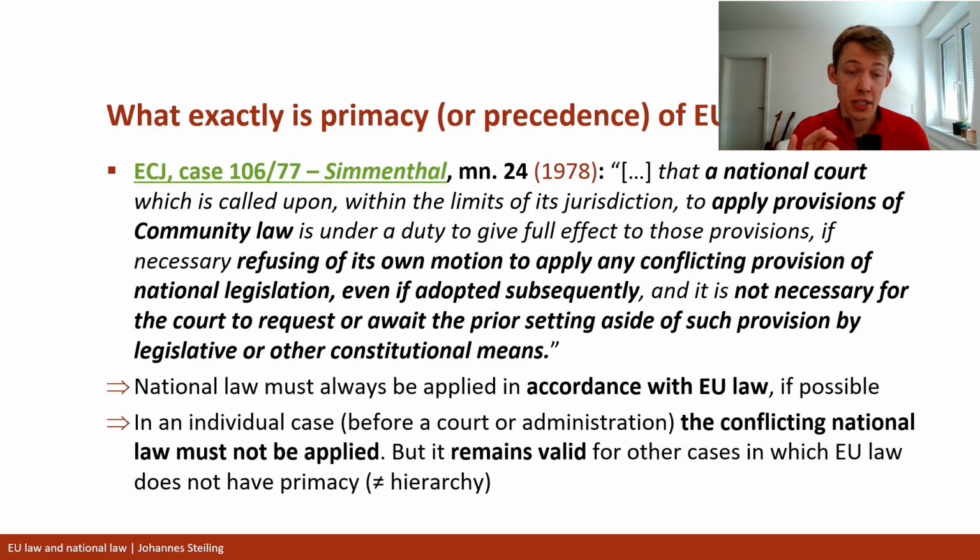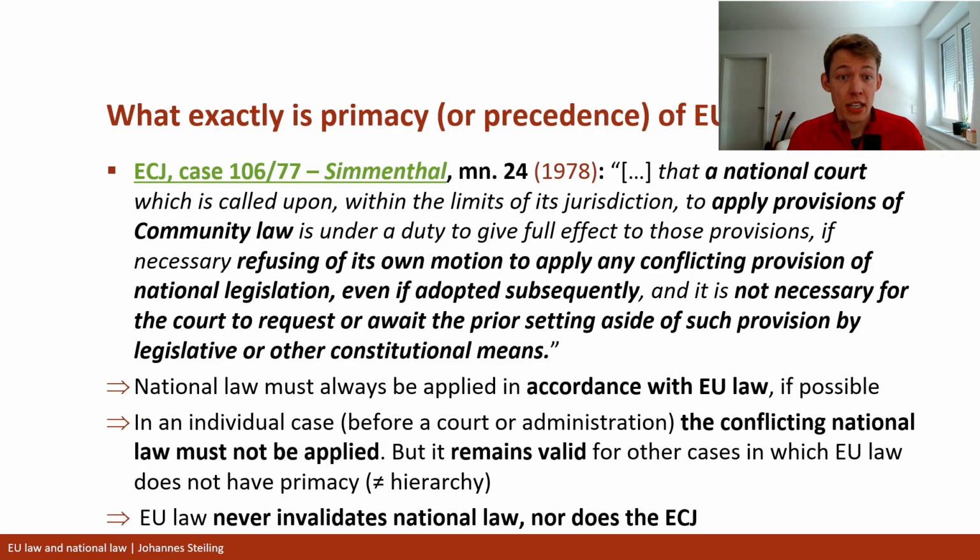And this also means, and this is also a stark difference to hierarchy, that EU law never invalidates national law. So this is what I meant when I said there's no hierarchy. So the ECJ doesn't have the competence to rule on national law. It's not in a treaty. The ECJ never rules on national law questions. It never invalidates national law. It never interprets national law. It only interprets EU law.